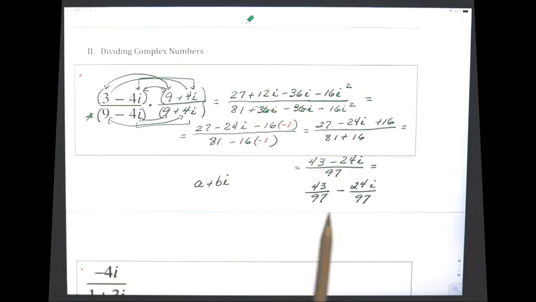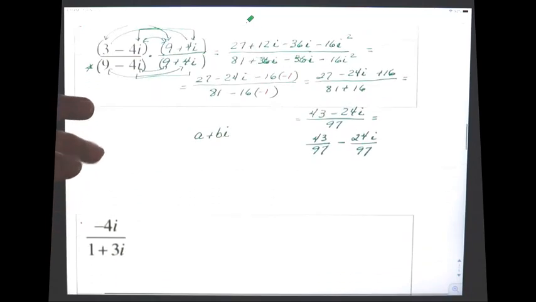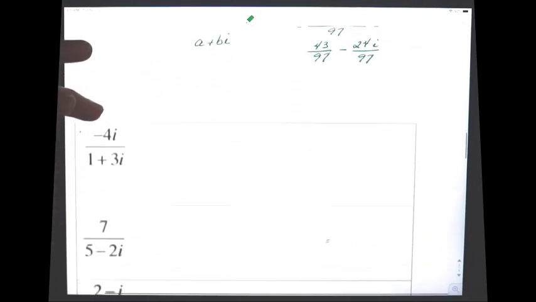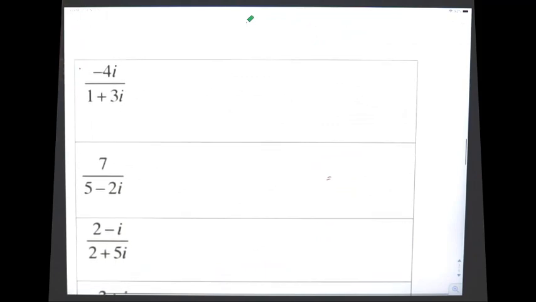And if you start doing some of these on the calculator, you'll actually get these displayed for you in decimal notation. So don't let that throw you off if you start to see a bunch of decimal values when you're working on your calculator. All right, last one.